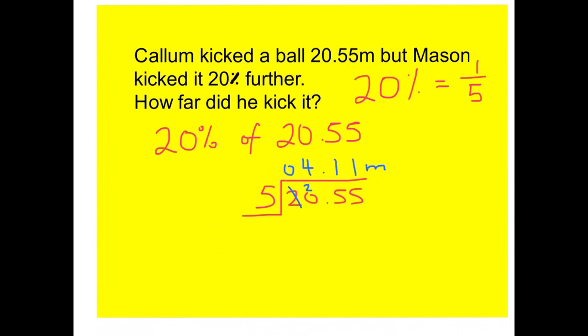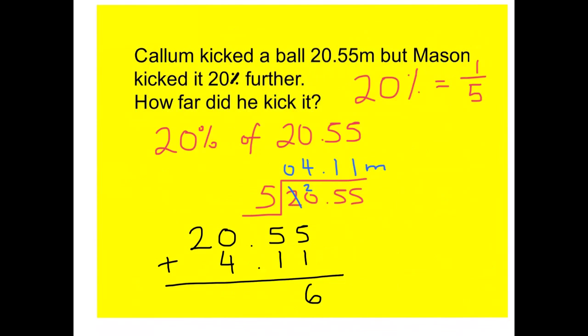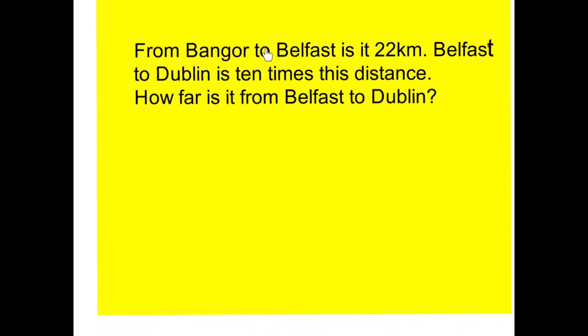So I've got to add that to the original distance that Callum kicked the ball. So Callum kicked the ball 20.55. Mason kicked it 20% further, which we worked out to be 4.11. So we've got to add it on. 5 and 1 is 6. 5 and 1 is 6. Decimal point in. 0 and 4 is 4. And then 2 at the end. So the ball was kicked 24.66 meters.